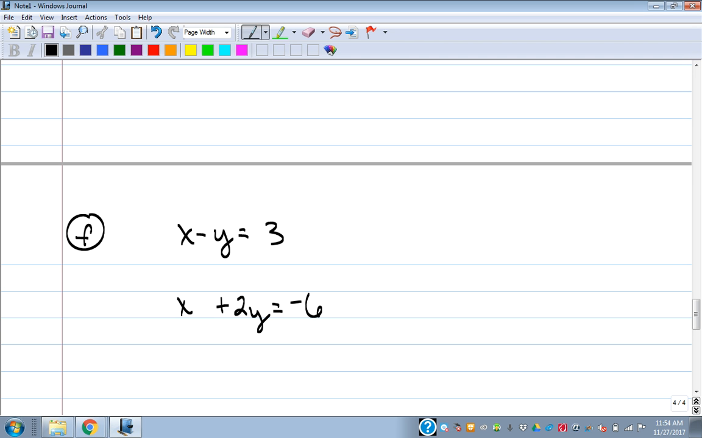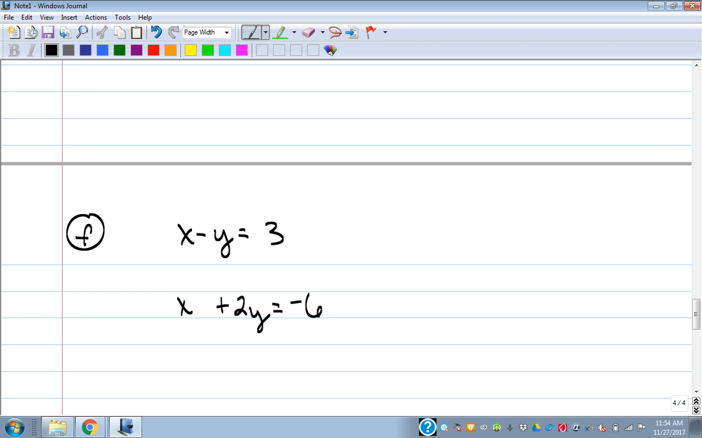Well, neither of those has x or y by itself, but we could get one of them to have either an x by itself or a y by itself pretty easily. Okay, so which one y'all want to work with? The top one? How do we get it? What are we trying to get by itself on the top? Does it matter? Doesn't matter which one you try to get by itself.